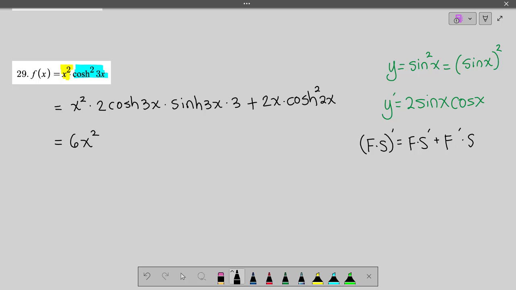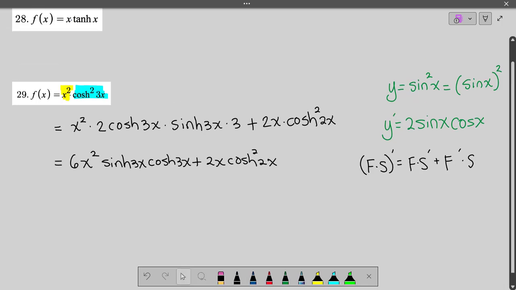Cosh times sinh. A lot of times they like to write sinh first. Of course, it does not matter because the commutative law of multiplication is a thing. And I guess there's nothing we can do over there either. So yeah, not a lot of simplification.